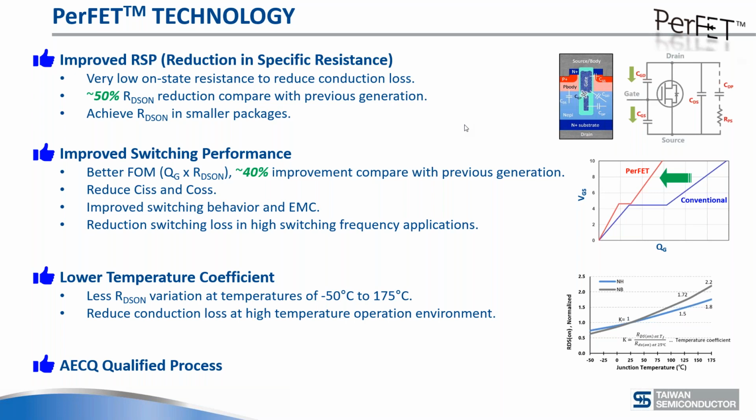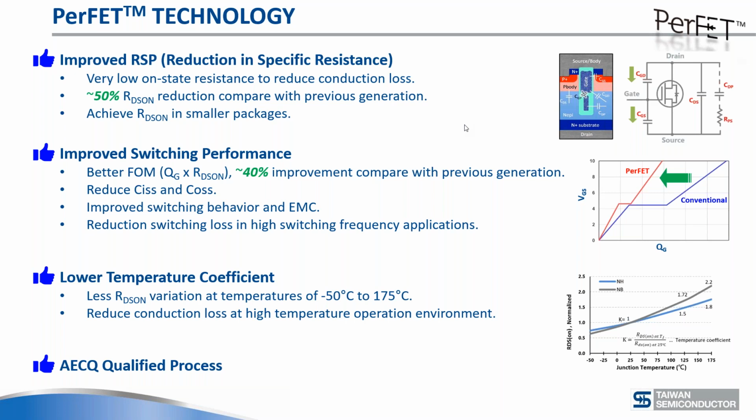The other one is the switching performance, better characterized by the figure of merit, abbreviated as FOM, which is the QG by the RDSON, where you have a 40% improvement versus the previous generation. That is actually important if you are in high switching applications. So MOSFETs can be used in many different applications.